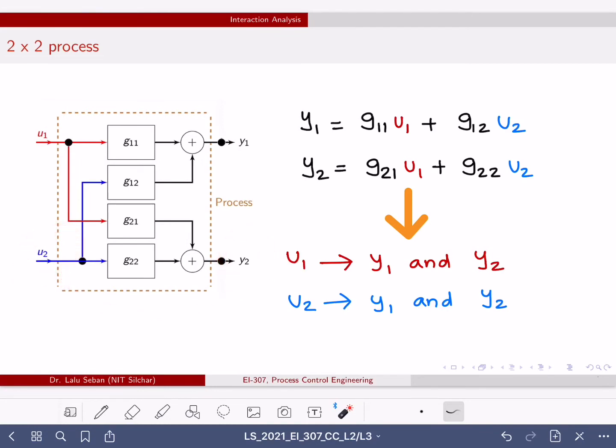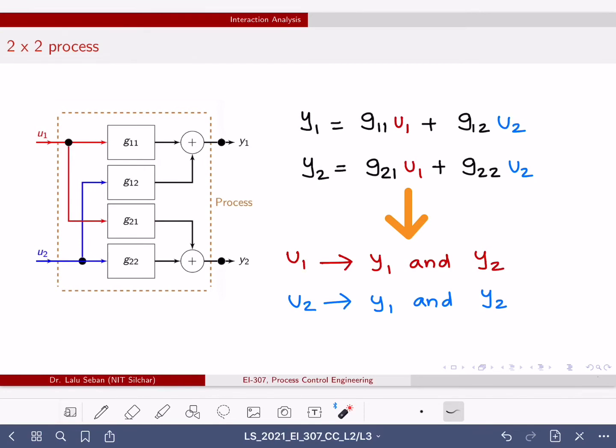But in that case, g12 will be equal to 0 and g21 will be equal to 0. This is not the case. In the majority of cases, there will be some relation for g12 and g21. There will be some value for that, and it will have an effect on y1 and y2.